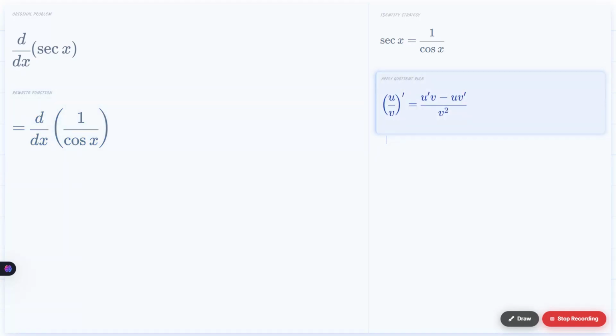We prepare to use the quotient rule formula. We do this to find the answer for the fraction. The rule says we use u prime times v minus u times v prime, all divided by v squared.